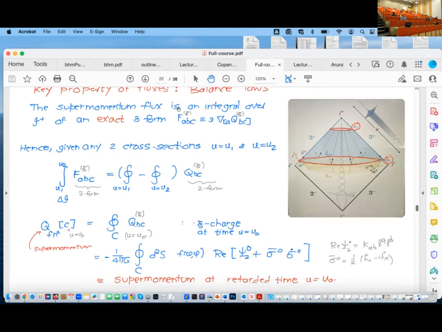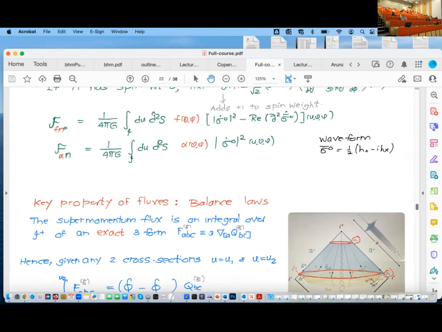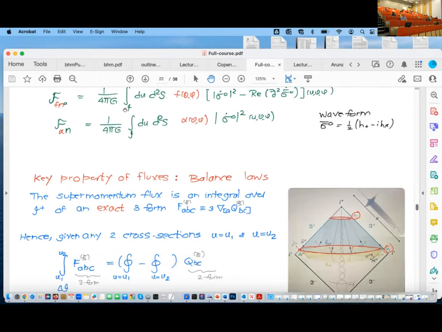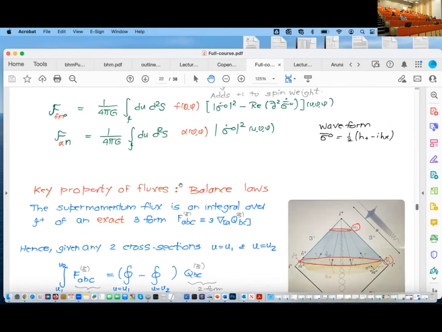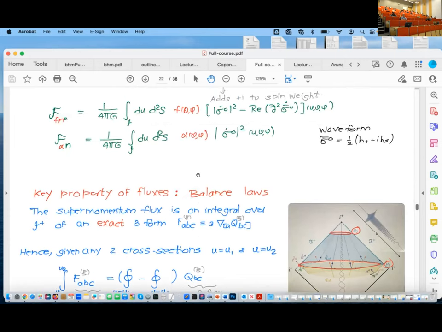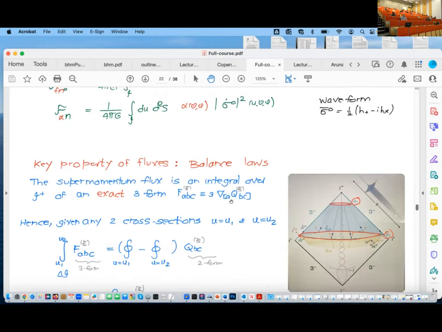Now the key properties here are balance laws. We got the supermomentum flux as an integral over scri plus. So the thing that I wrote down before here, the supermomentum flux up here, is really an integral on scri plus, but it's an integral on scri plus of a three form. Every integral here is really an integral of a three form, but that three form happens to be exact. And therefore it is actually the curl of a two form up here.